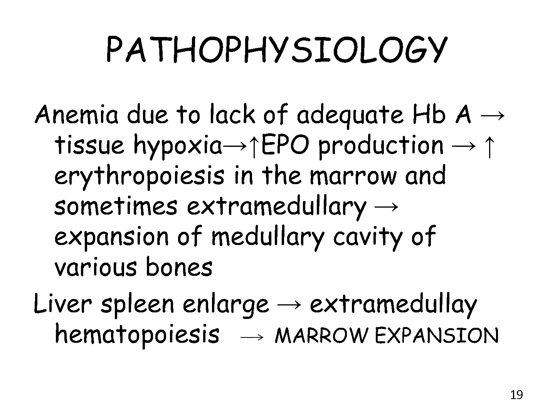This anemia is due to the lack of adequate HbA. This will cause tissue hypoxia. There will be increased erythropoietin production. There will be increased erythropoiesis in the marrow and sometimes extramedullary. This extramedullary erythropoiesis will cause expansion of the medullary cavity of various bones. There will also be liver and spleen enlargement due to the extramedullary hematopoiesis.